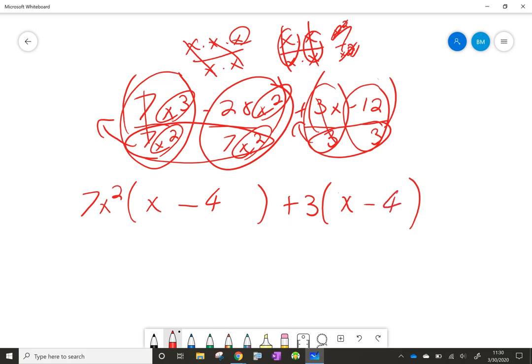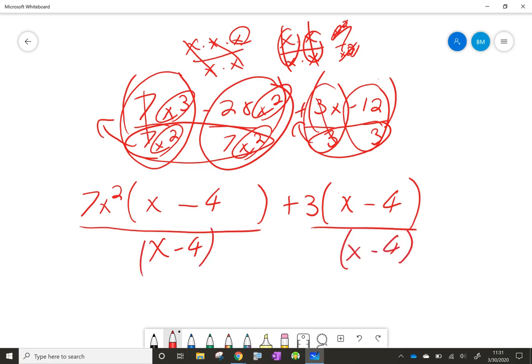Now, here's the best part, and this is going to happen anytime you factor by grouping. The two groups that we've made, guess what? They have something in common. They've created something in common. Both groups have the same parentheses. The first one has x minus 4. The second one also has x minus 4. They both have an x minus 4 in common. So we continue factoring by GCF here. We can actually factor out that x minus 4. This group and the second group both have x minus 4.